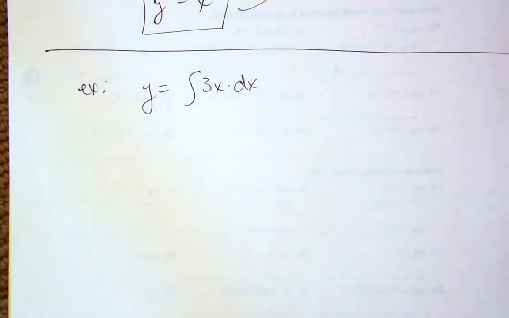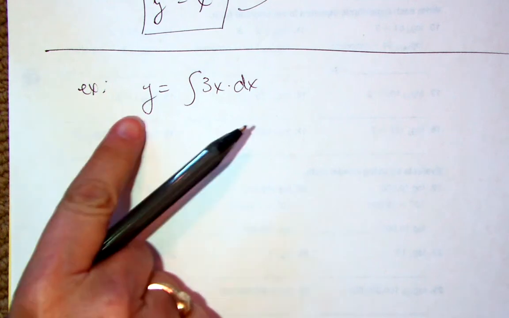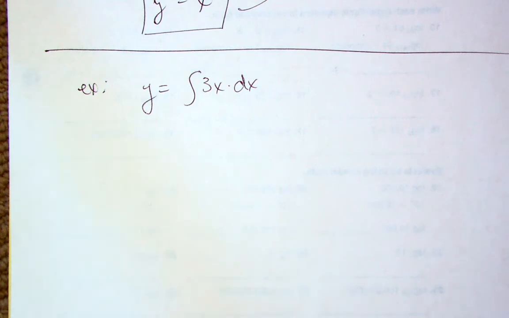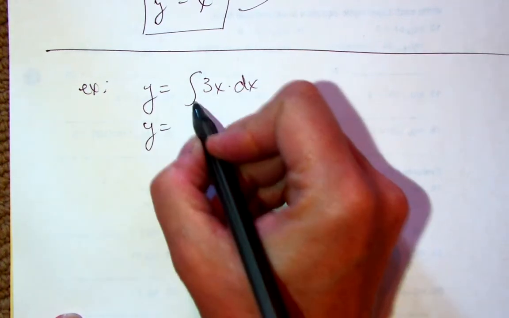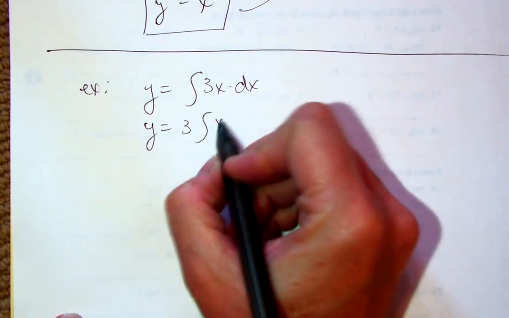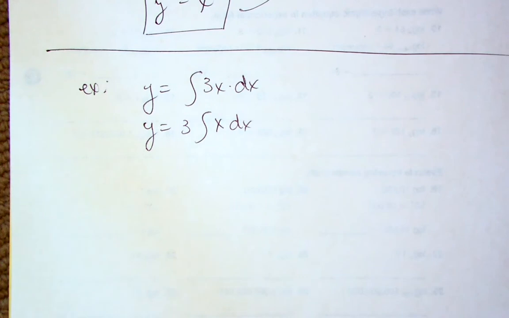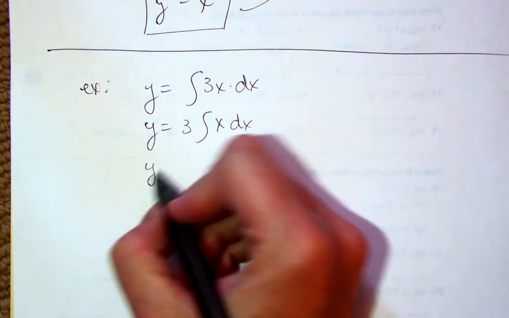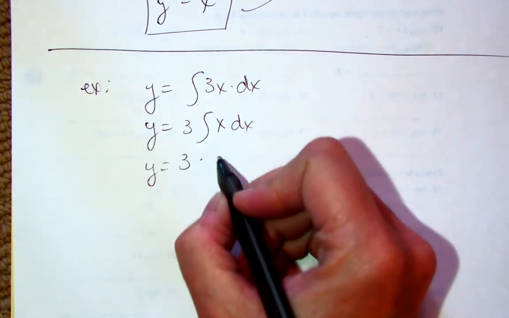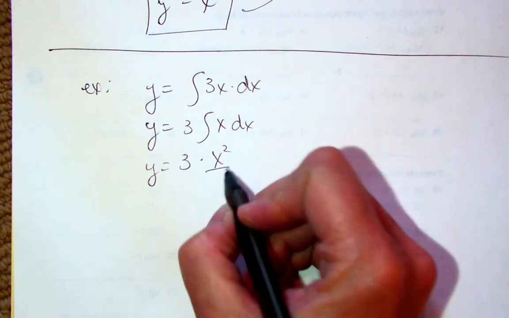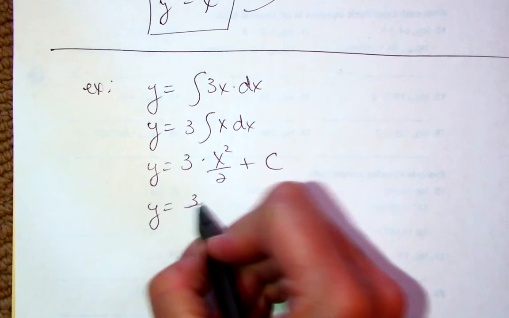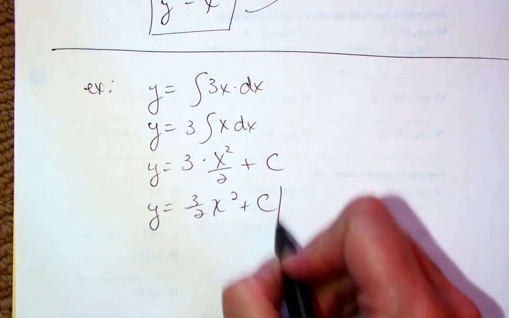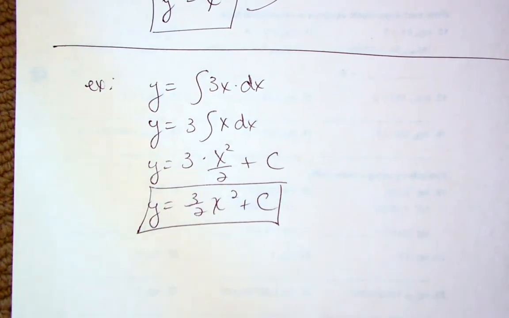Maybe I'll start out and give it to you this way, where I've already done the indefinite integral of the left-hand side. Now I just need to do the right-hand side. So what I can do is I can take out the constant 3. Now I'm going to go ahead and do my indefinite integral. So I'm going to increase that by 1, divide by it, and my constant of integration. Clean that up a little bit.